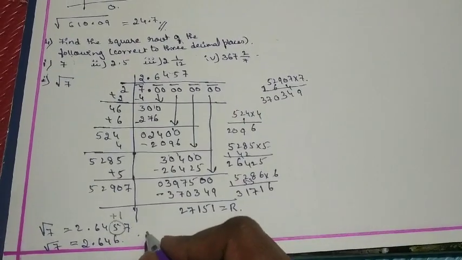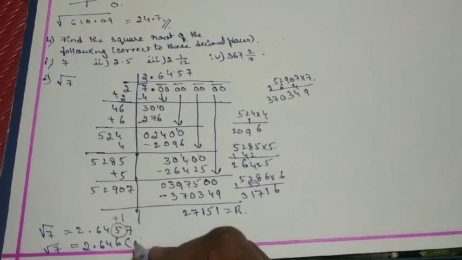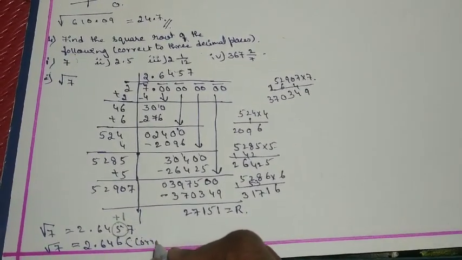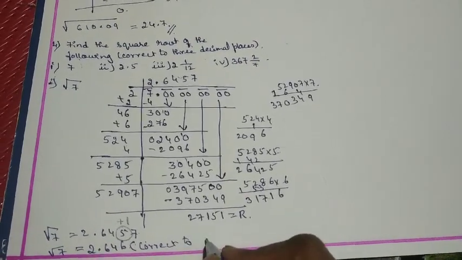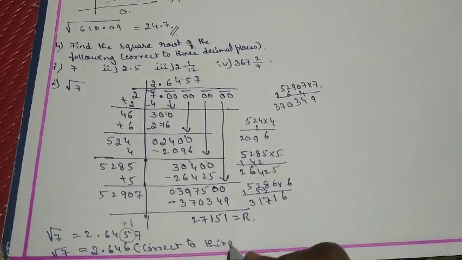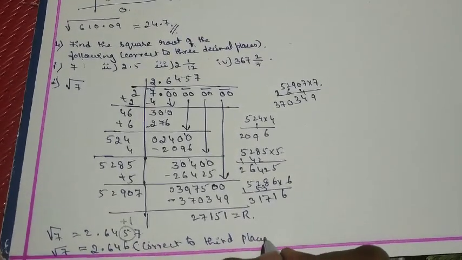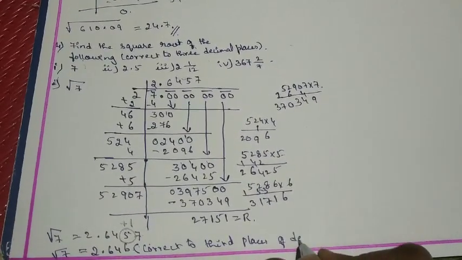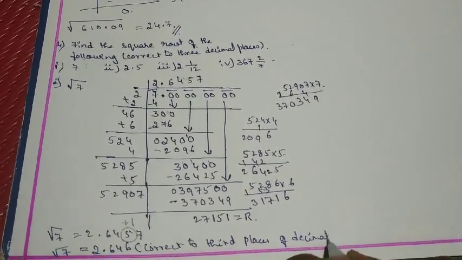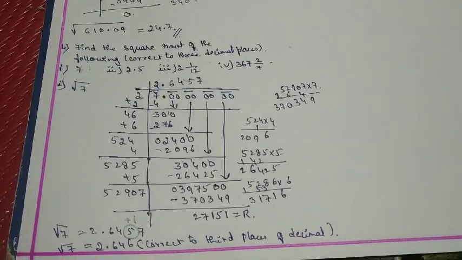2.646, and within brackets we can write it as correct to third place of decimal, as it is asked in the question to round off to the third place of decimal.